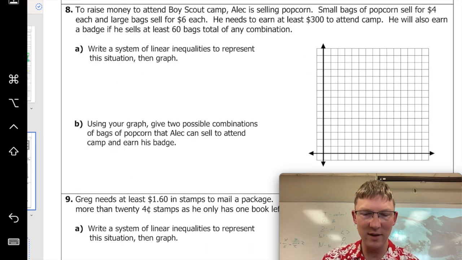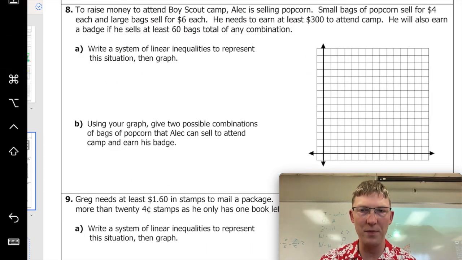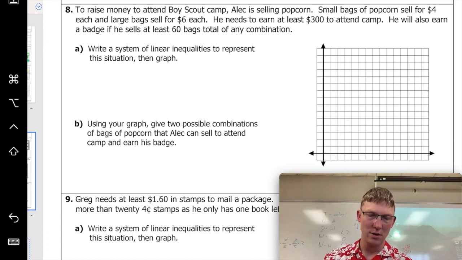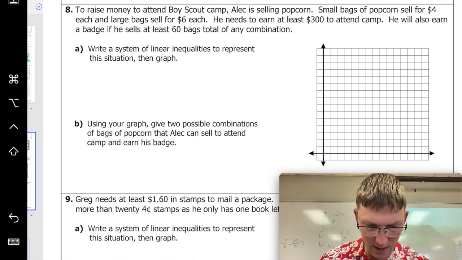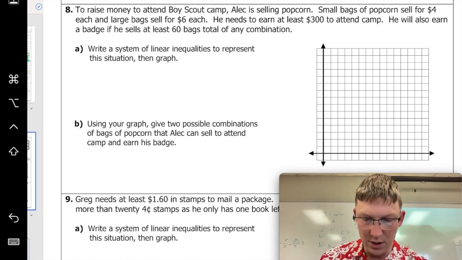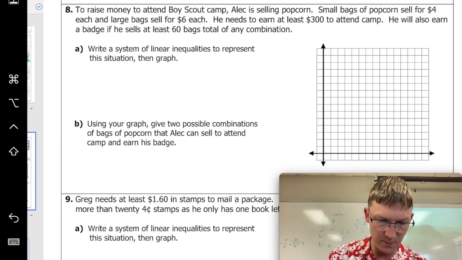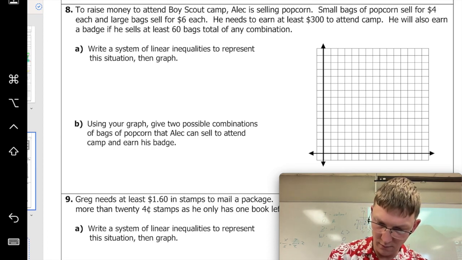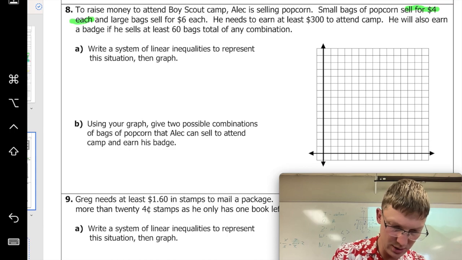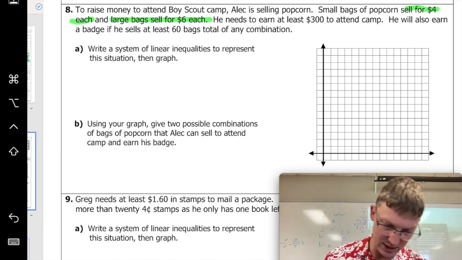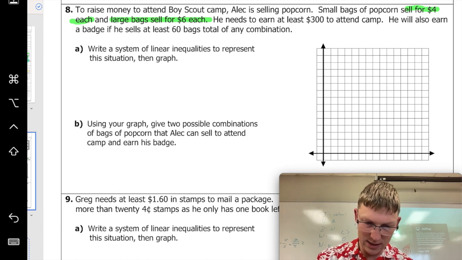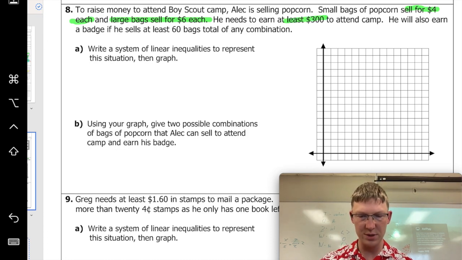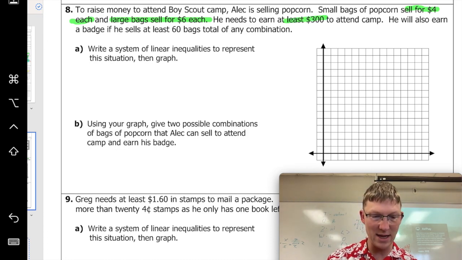Okay, this word problem is actually a little bit more interesting because it doesn't really tell us what to do, but it gives us all this information. It says, to raise money to attend Boy Scout camp, Alec is selling popcorn. Small bags of popcorn sell for $4 each, and large bags sell for $6 each. He needs to earn at least $300 to attend camp. He will also earn a badge if he sells at least 60 bags, a total combination.